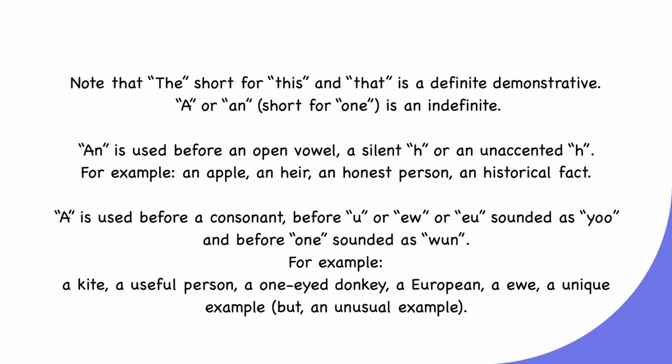A is used before a consonant, before u sounded as you, before one sounded as won. For example, a kite, a useful person, a one-eyed donkey, a European, a unique example, but an unusual example.